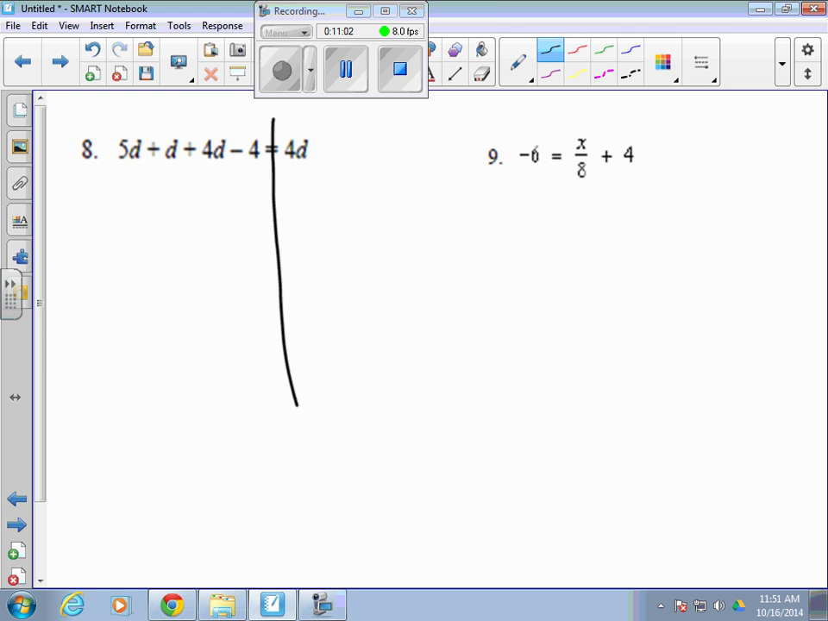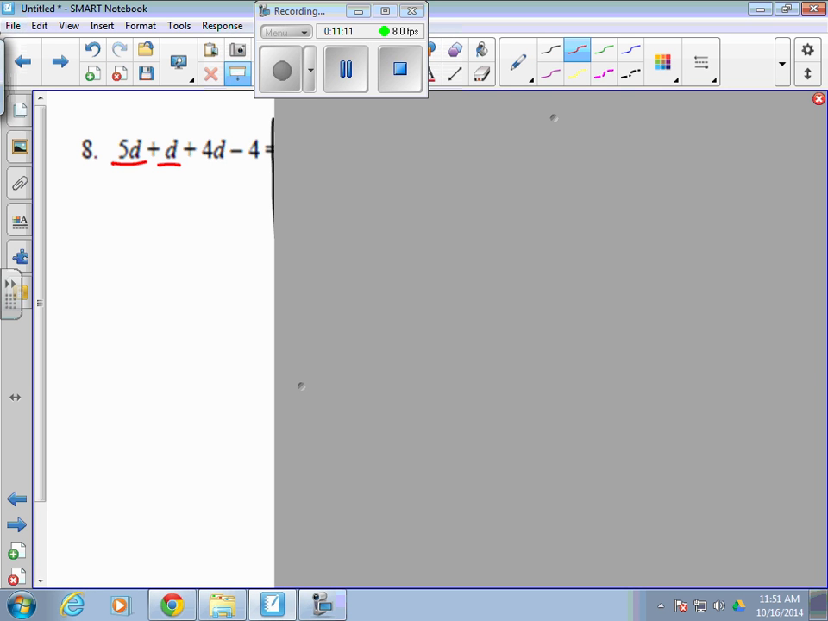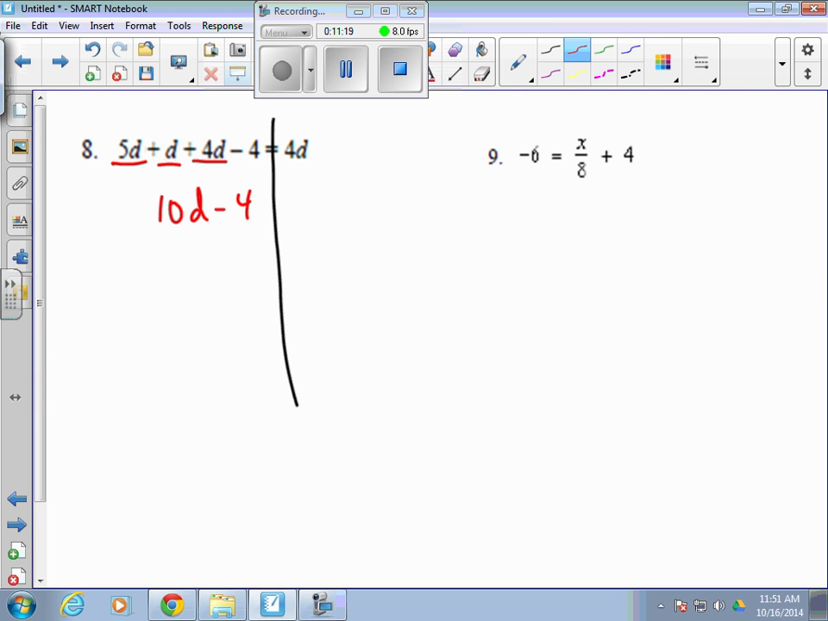Number 8, you have to collect all your D's on one side, so you have to simplify the left side first. So put all your D's together, your like terms. 5D plus 1D is 6D. 6D plus 4D is 10D. Bring down your minus 4. You can't put those two together because they're not like terms.